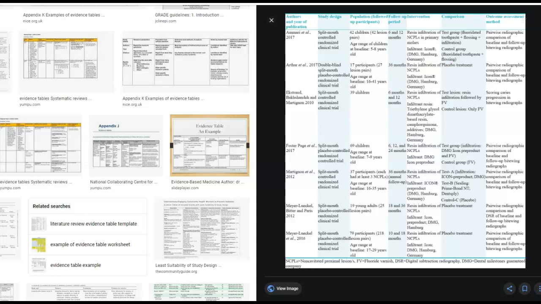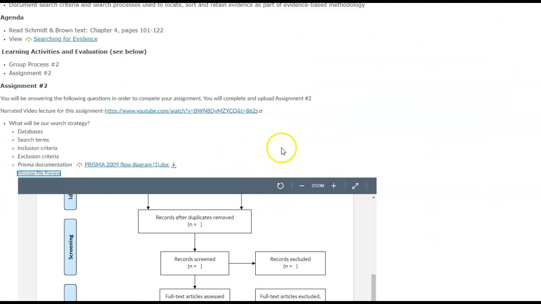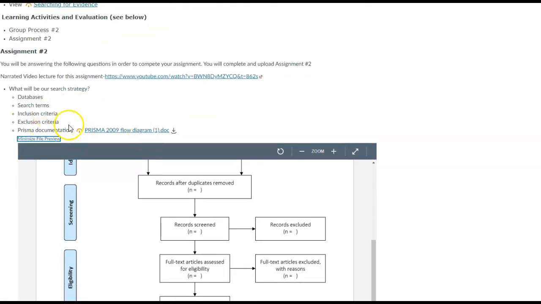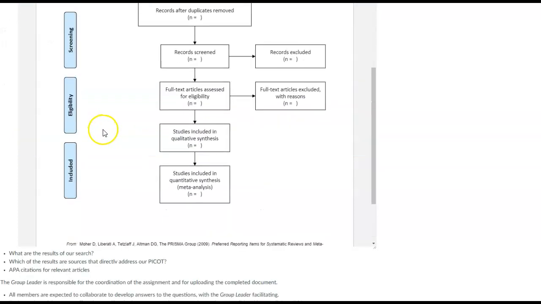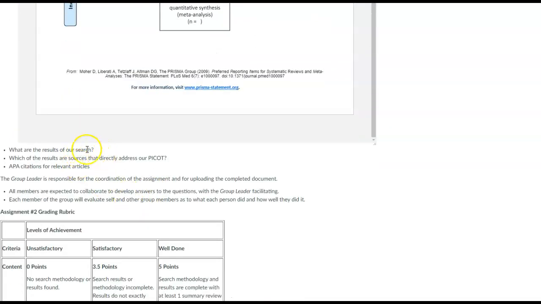So that is very important. You've got to have a small evidence table. That's the second part. So you have to have a PRISMA as your appendix and a small evidence table of your PICOT. So what you're going to answer in these questions for this: what were the databases? What were the search terms? What was the inclusion criteria? What was the exclusion criteria? What were the results? So you're going to say, I found 1 level 1, 6 level 2s, and 3 level 3s. And you're going to put them in APA format in your paper.